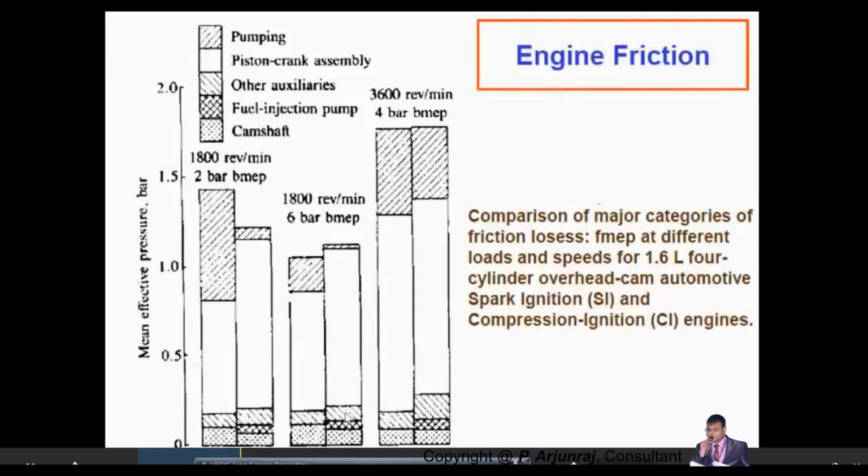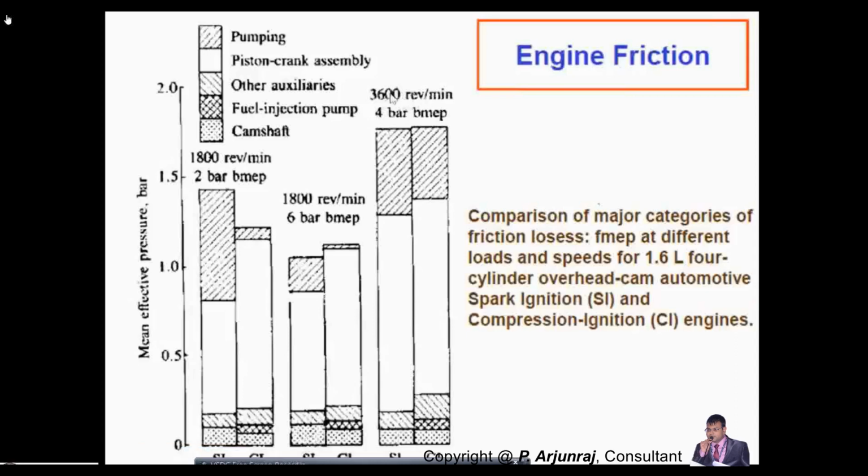Even the auxiliaries are going to be slightly higher than those of the SA engine. You have the fuel injection pump in the case of the CA engine, and the camshaft is going to be higher in the case of the SA engine. So the same applies here as well. And the last important thing is I'm going to compare with a higher RPM, so 3600 RPM. You can see the magic here.